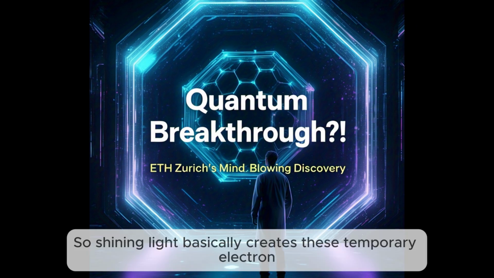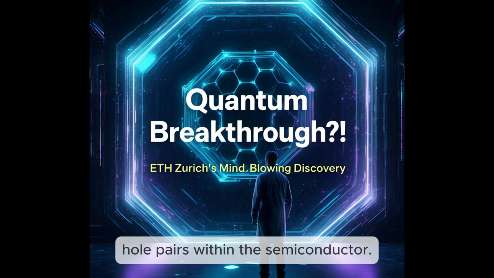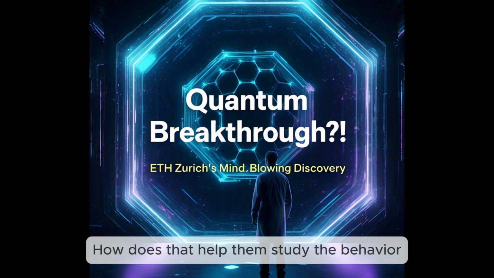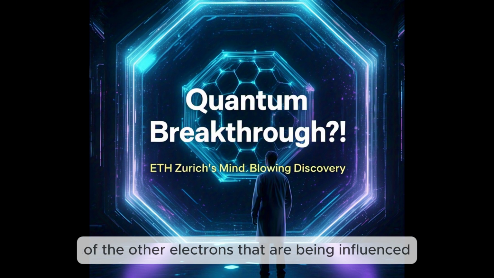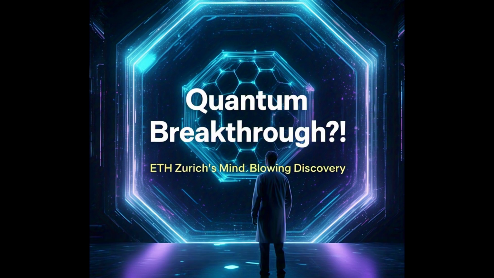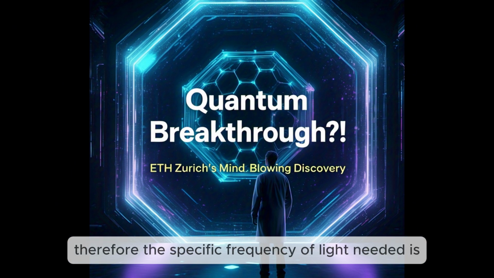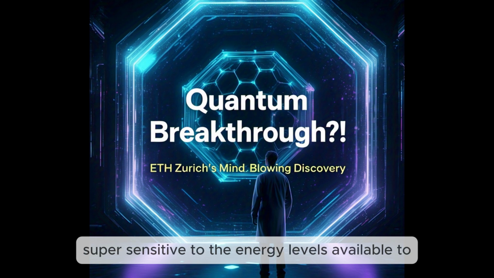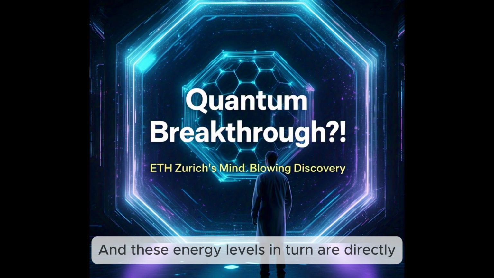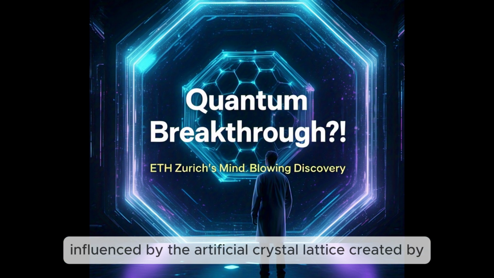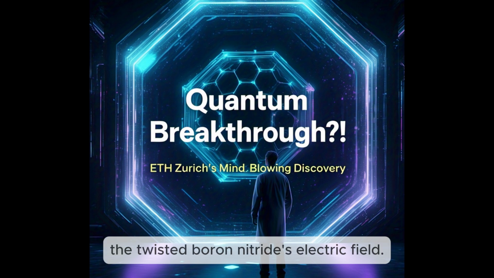Gotcha. So shining light basically creates these temporary electron-hole pairs within the semiconductor. How does that help them study the behavior of the other electrons that are being influenced by the artificial lattice? Okay, so the important thing here is that the energy required to create an exciton, and therefore the specific frequency of light needed, is super sensitive to the energy levels available to the electrons in the material. And these energy levels, in turn, are directly influenced by the artificial crystal lattice created by the twisted boron nitride's electric field. It's all connected.